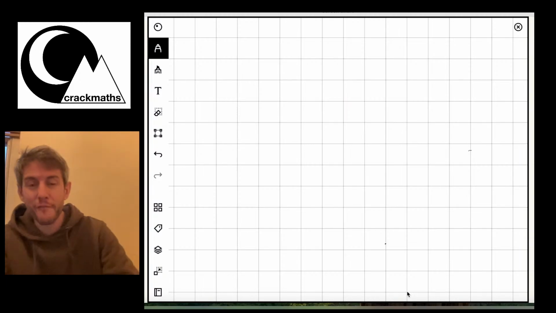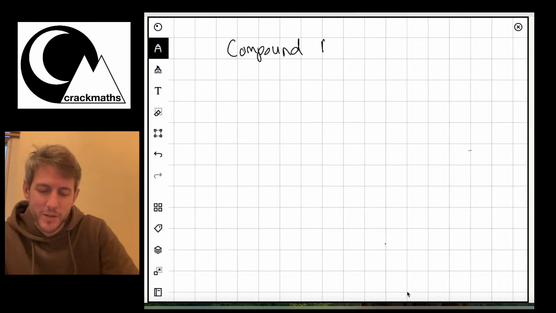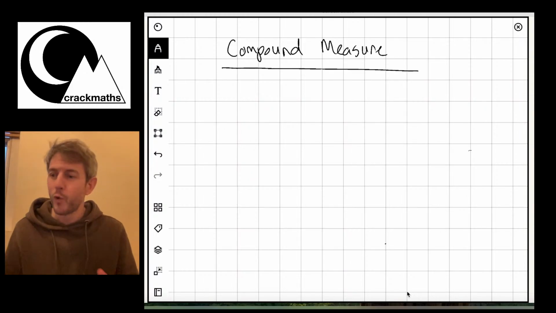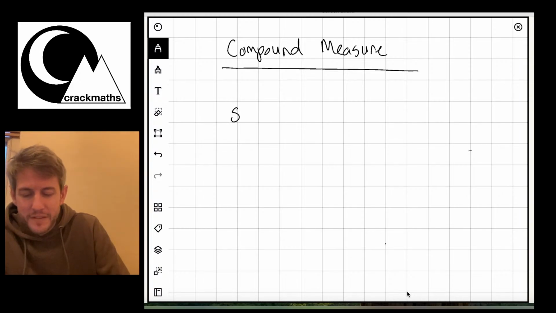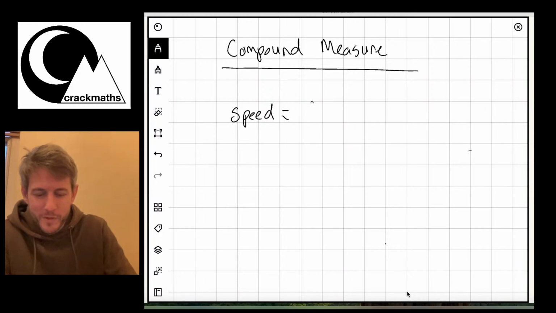Today we are covering the topic of compound measure. What this means is that we have a few calculations that are all commonly linked together. One of the ones that we have is speed equals distance over time.